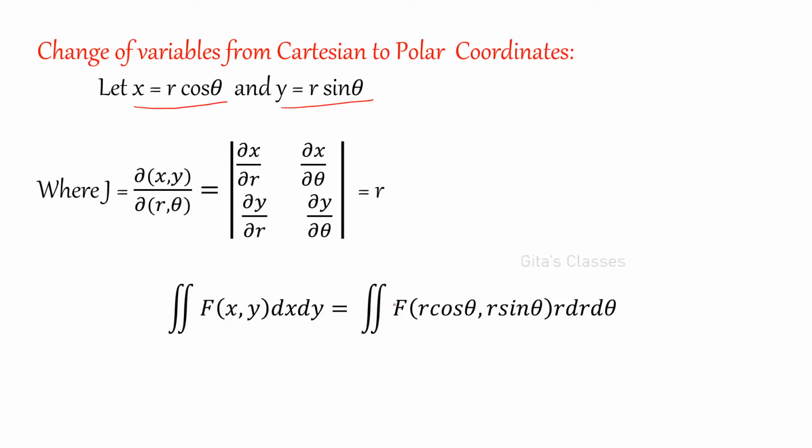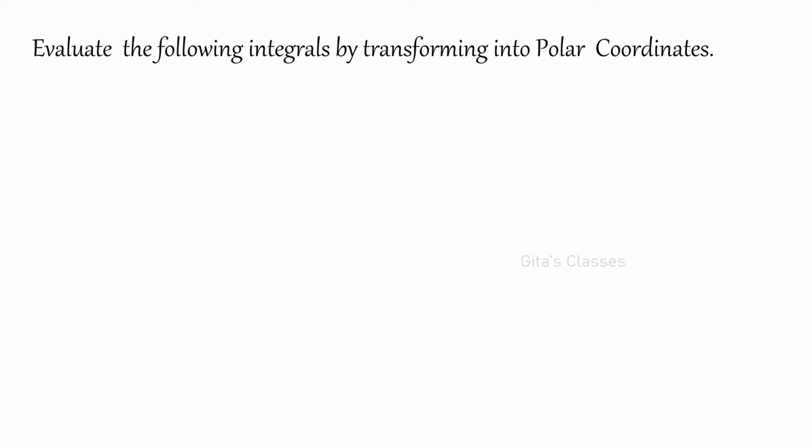Correspondingly, how will you change this? Double integral f of x comma y dx dy over some region is equal to f of r cos theta, r sin theta, and dx dy should be replaced by the Jacobian r into dr d theta. Always remember you have to draw the region so that you can find the corresponding limits. It will be easy when you draw the region. So let us do some problems.